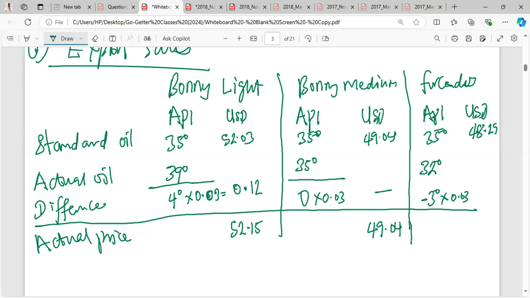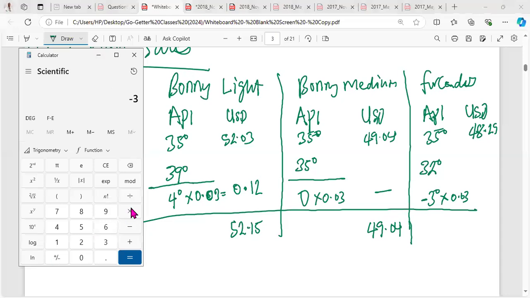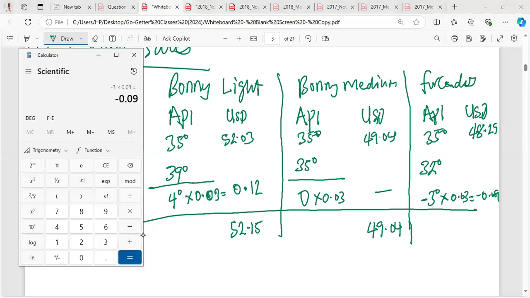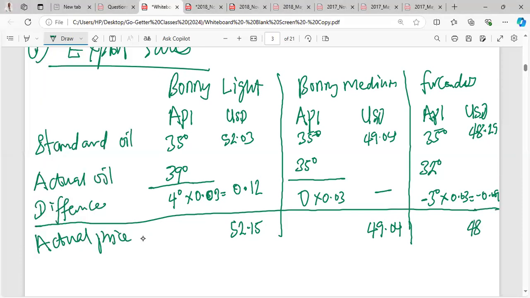Then let's look at Focados. Focados will be 3 plus minus 3 multiplied by 0.03. That will give you minus 0.09. Okay, so when we adjust it, minus 0.09, which is what we have here, plus 48.29, that will give me 48.20. Now that's the actual price in USD.